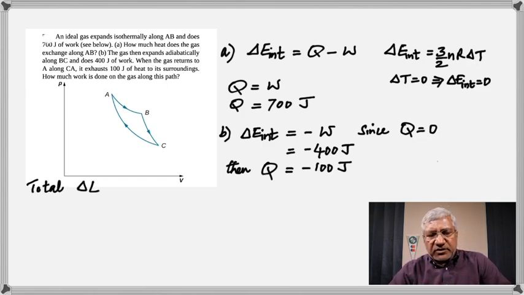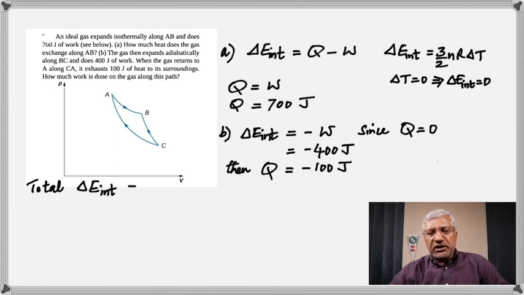From the question, when the gas returns to A along CA, see that? It says it exhausts 100 joules of heat to its surroundings. Means it gives out. So that's why I put it as negative 100 joules. Now that is for the path CA.